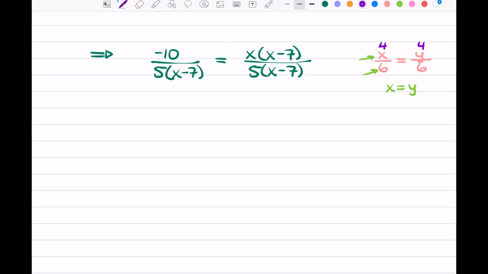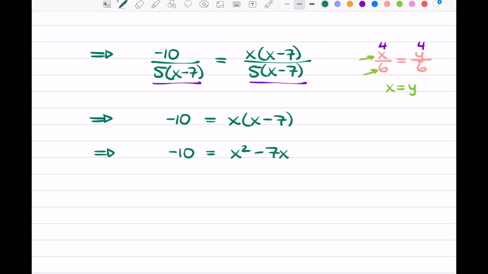We're going to use the same thinking on our problem over here. We have the same denominator, and these fractions are equal to each other, so they must have the same numerator. So our negative 10 must be equal to x times x minus 7. So now we have an easier looking problem. We'll distribute our x, so we'll get x squared minus 7x. Let's add 10 to both sides. So we'll get 0 equals x squared minus 7x plus 10.